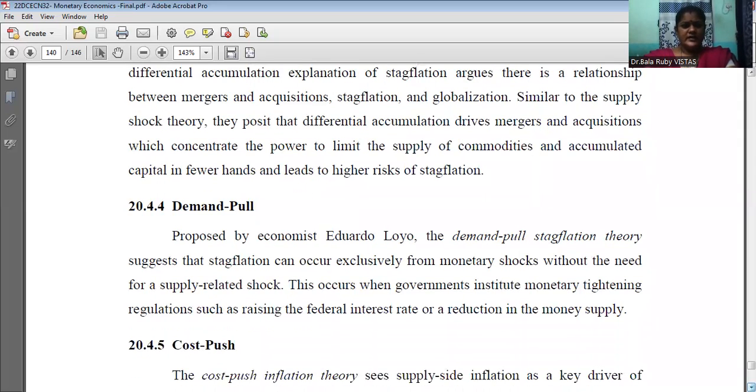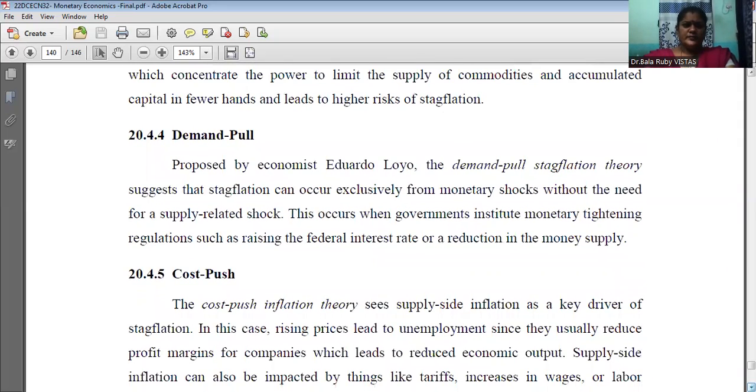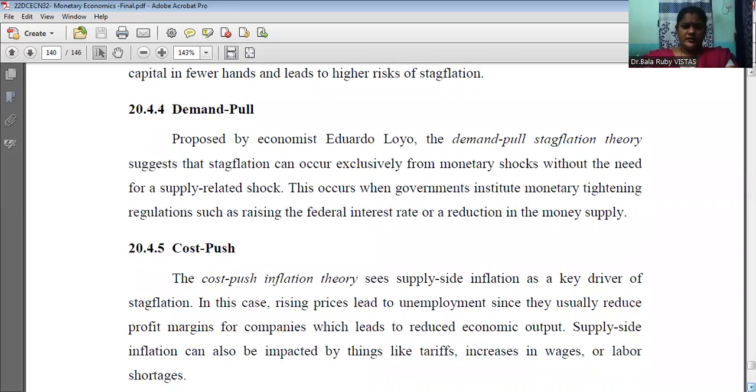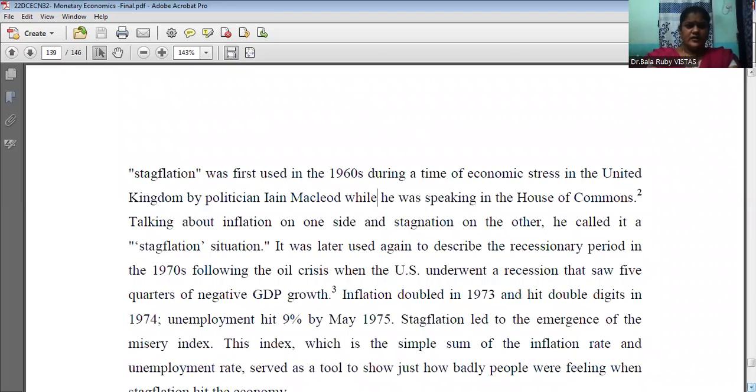Then the next one is demand pull. It is proposed by economist Loyo. The demand pull stagflation theory suggests that stagflation can occur exclusively from monetary shocks without the need for a supply-related shock. So this occurs when government institutes monetary tightening regulations such as raising the federal interest rate or a reduction in the money supply. And the next one is the cost push.